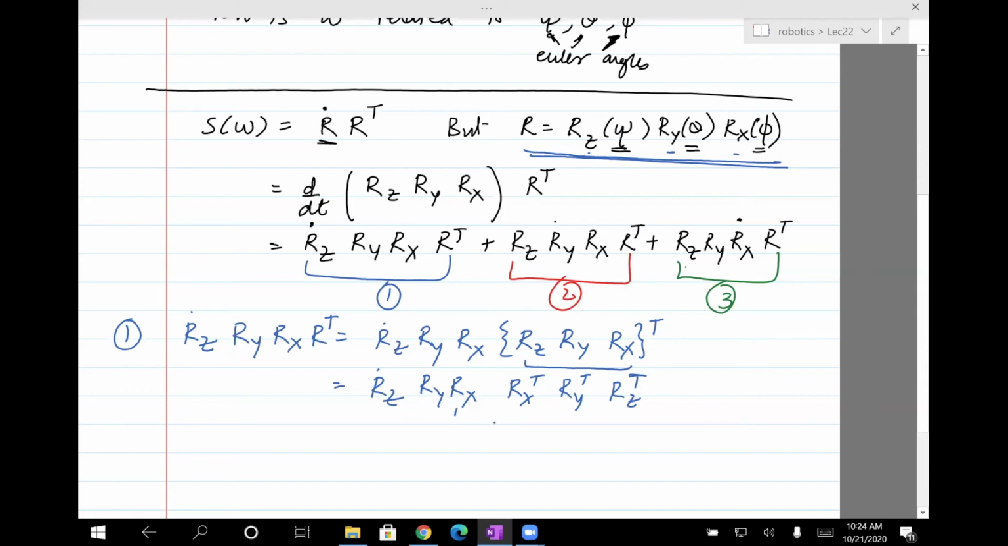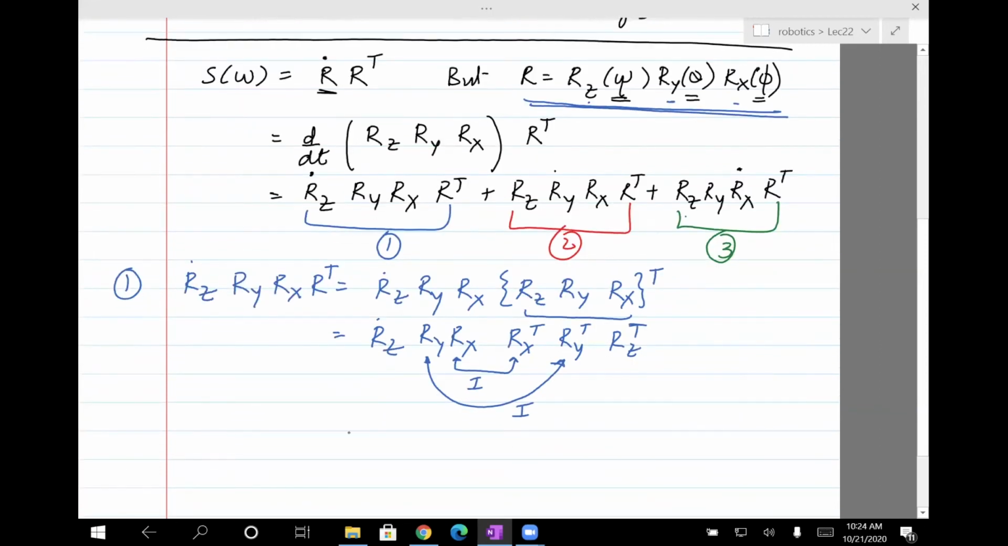Next, we notice that this is basically the identity matrix, right? R times R transpose is identity. Once that goes away, Ry times Ry transpose is going to be the identity matrix. So that will go away, and I'll be left with only R dot Z times Rz transpose.